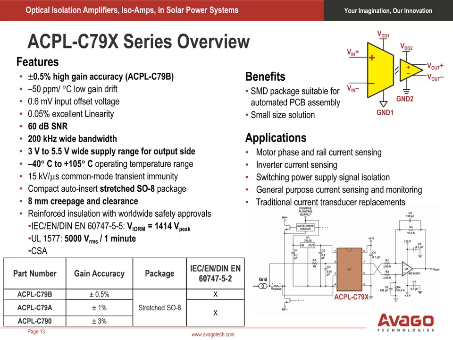Here we highlight the very popular ACPL-C79X current sensor series. Key features include 0.5% gain accuracy with the ACPL-C79B part, 60 dB signal-to-noise ratio, a 200 kHz signal bandwidth, and of course, reinforced isolation that meets worldwide safety standards. The SMD package is suitable for automated PCB assembly.